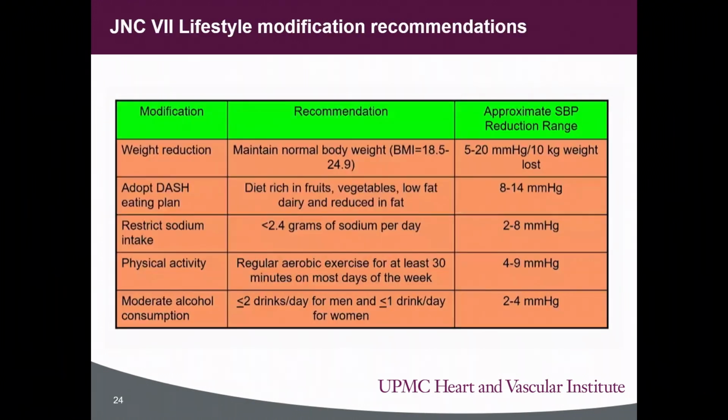What are some of the lifestyle modifications you'd want to recommend to your patients? Well, weight reduction. You want to maintain normal body weight, BMI under 25. Doing that to lose weight, about 5 to 20 points of blood pressure reduction with a 10 kilogram weight loss. You could consider recommending a DASH eating plan, which is a diet rich in fruits, vegetables, low-fat dairy, and reduced in fat, maybe 8 to 14 points. You want to restrict sodium intake to less than 2.4 grams per day. Physical activity, you want regular aerobic exercise for at least 30 minutes on most days of the week. And want to keep alcohol consumption to moderate or lower.